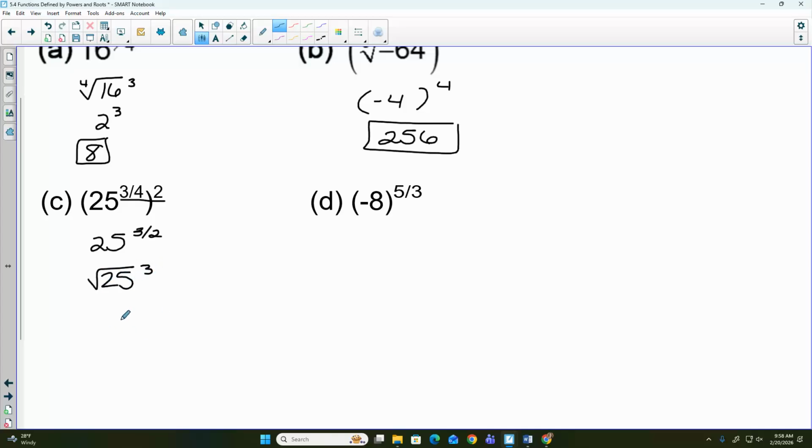What is the square root of 25? And 5 to the third, so 5 times 5 times 5. Okay, last one, negative 8 to the 5/3. So, if I write that with a radical, that's the cube root of negative 8 to the 5th. What is the cube root of negative 8? Negative 2. What is negative 2 to the 5th power?